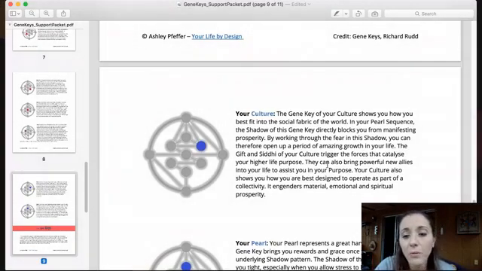They can also bring powerful new allies into your life to assist you in your purpose. So again, it's like your tribe. It's the people that are helping you. It's the people that you are here to serve. It's all these people that are going to help you learn what you need to do to manifest prosperity into your life. It also shows you how you're best designed to operate as part of a collectivity. It engenders material, emotional, and spiritual prosperity.